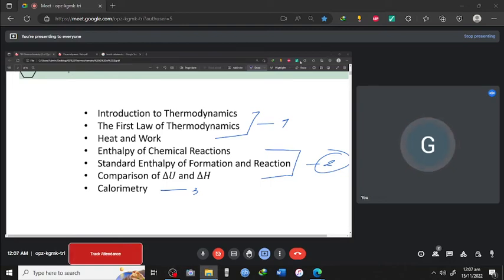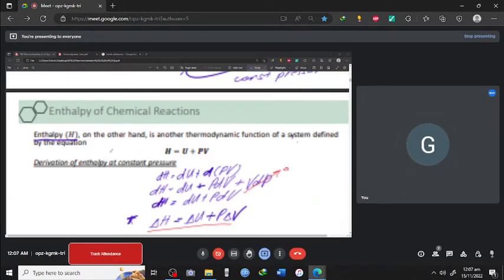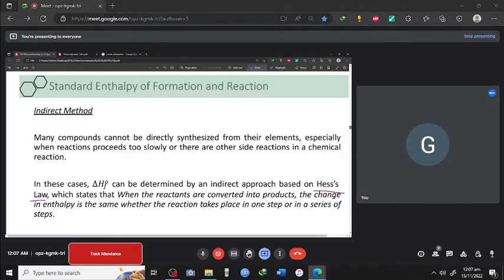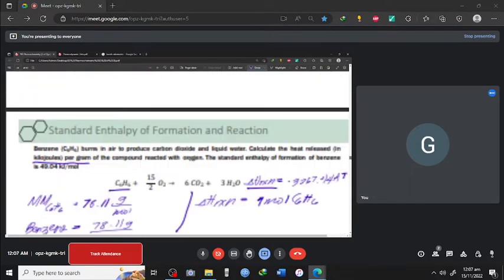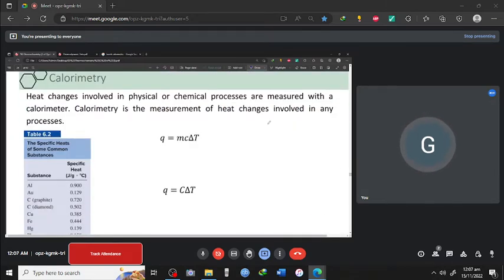Okay, good day, students. So we are now going to discuss the third part of our lesson, which is calorimetry. Ito na yung last part natin, which is we're going to discuss calorimetry. Okay, so one moment, punta natin ngayon sa lecture natin for today. Okay, so let's start with calorimetry.